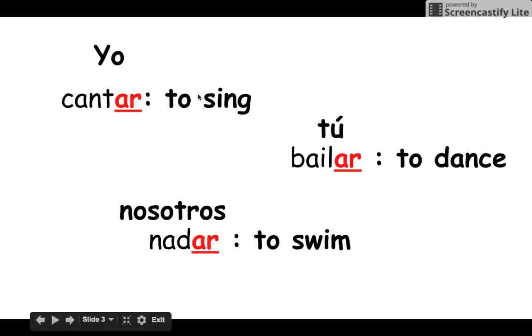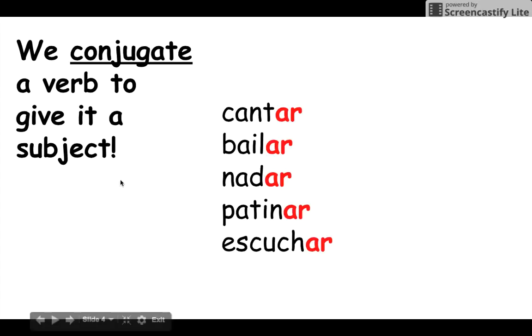So in order to make it I sing, you dance, we swim, we have to conjugate all of these AR verbs. And in order to do that, you're going to have to follow the same steps for every AR verb. It's the exact same concept. Remember, we conjugate a verb, in this case AR verbs, to give it a subject, to be able to say we dance, they swim, she skates, I listen, and so forth. Because right now, cantar only means to sing, to dance, to swim, to skate, to listen. They have no subjects. We don't know who's doing the action.